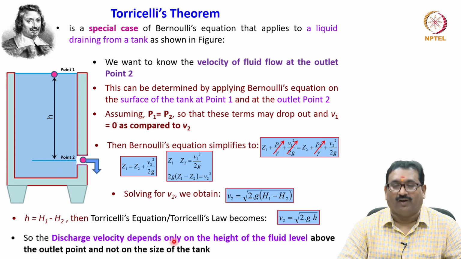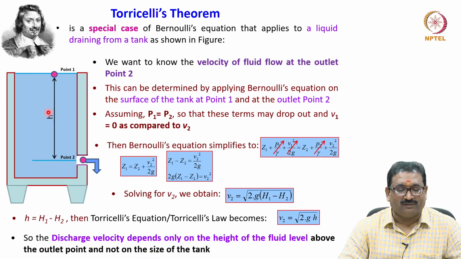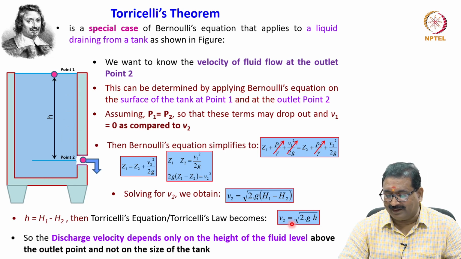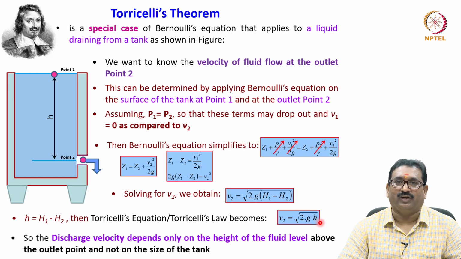So, the discharge velocity depends only on the height of the fluid level above the outlet point and not on the size of the tank. Size of the tank doesn't matter here. It is a very large tank filled with liquid, an incompressible fluid. You will see here the velocity at the exit does not depend on any geometry of the tank, only on H. H is the differential height.